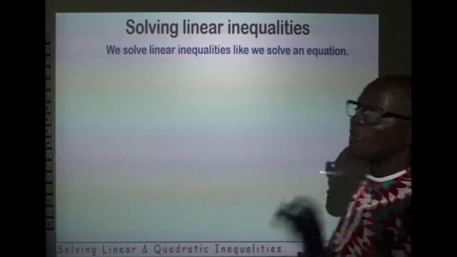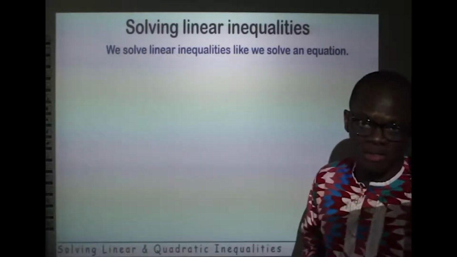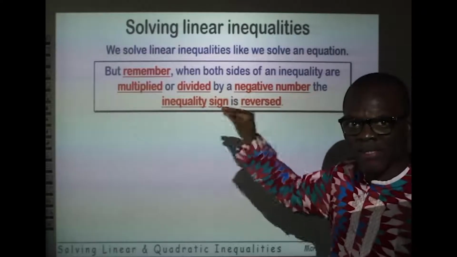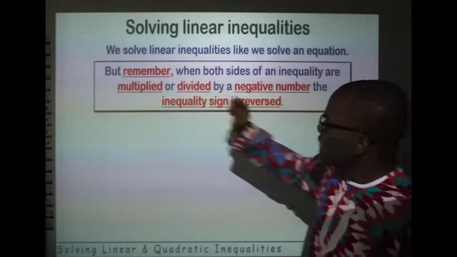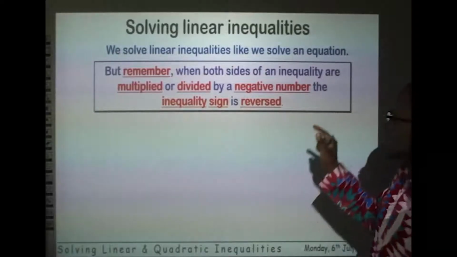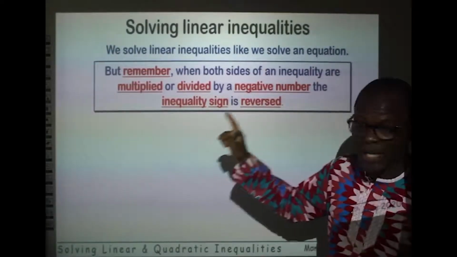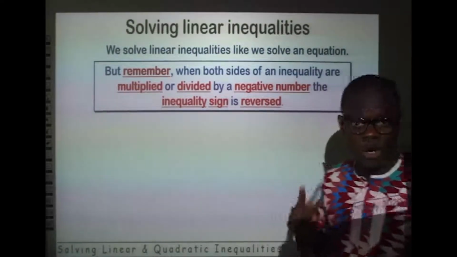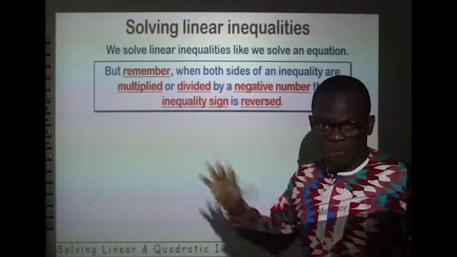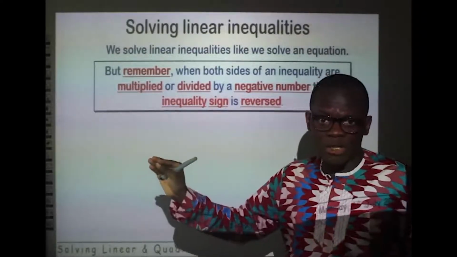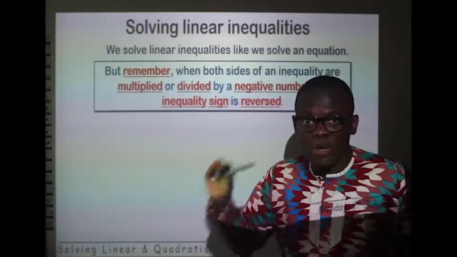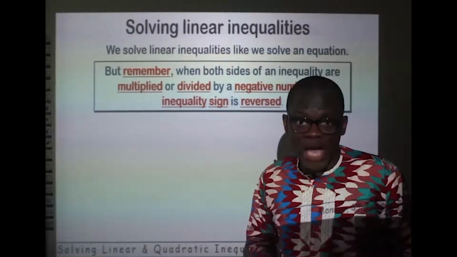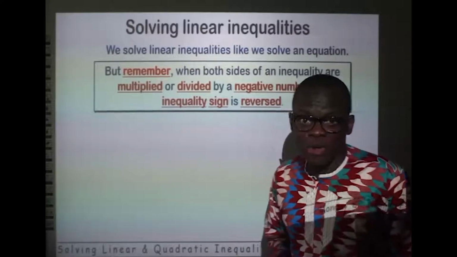Okay, so we solve linear inequalities just like we would any equation. But I want you to take note of the bits written in red and underlined. Remember, when both sides of an inequality are multiplied or divided by a negative number, the inequality is reversed. So we will proceed as we would solving any equation, but the moment you divide or multiply by a negative number, the inequality sign will automatically change. And I'll explain what I mean by that shortly.